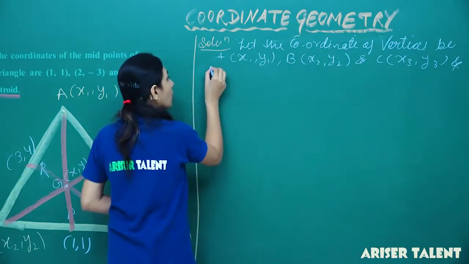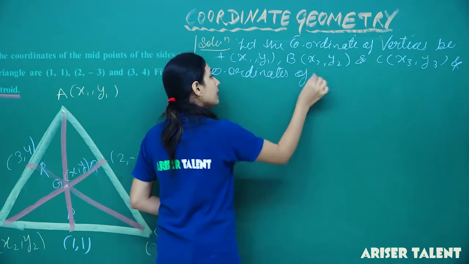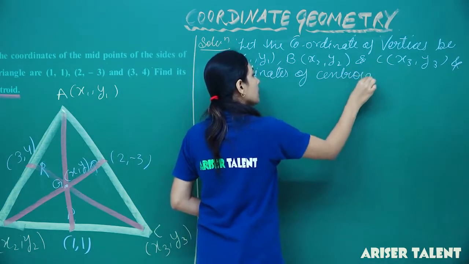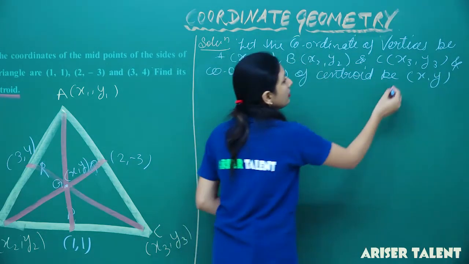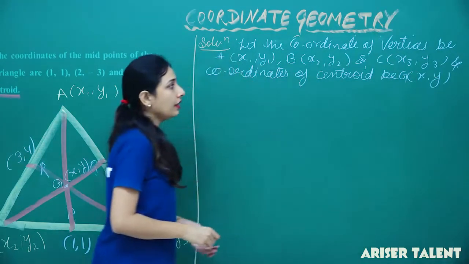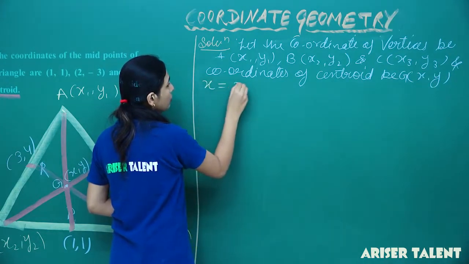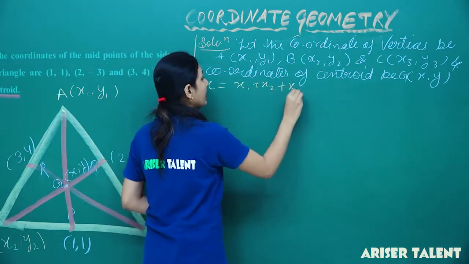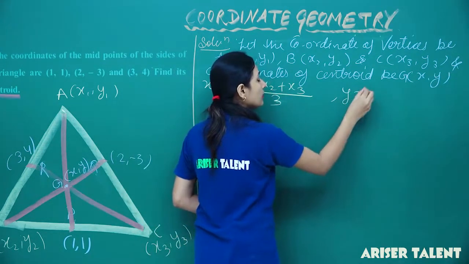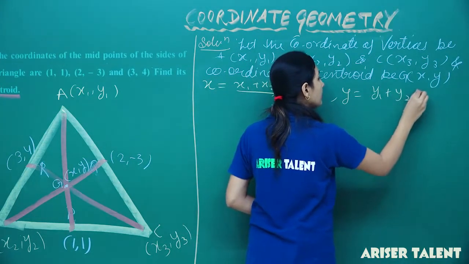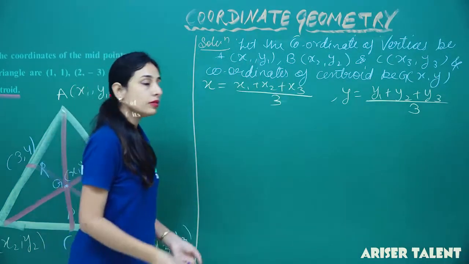And coordinates of centroid be x comma y. That is G. Right. Now x equals to x1 plus x2 plus x3 by 3, and y equals to y1 plus y2 plus y3 by 3. Okay.